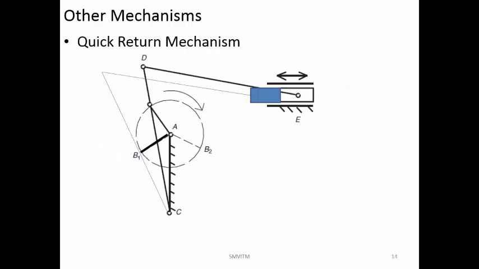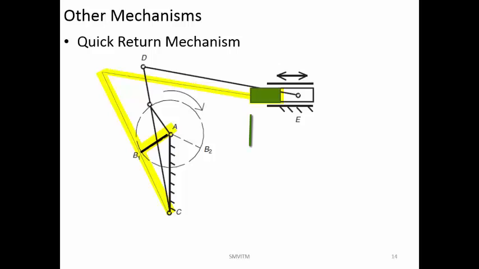Next one is a quick return mechanism. Again, it is an extension of the slider crank mechanism. You have a crank, that is a link here, AB. Then as it rotates, it is connected to a slider, so the slider will move back and forth. Now, this is one extreme position of the lever arm here, CD. So this is the extreme position. The slider is at the completely backward position.